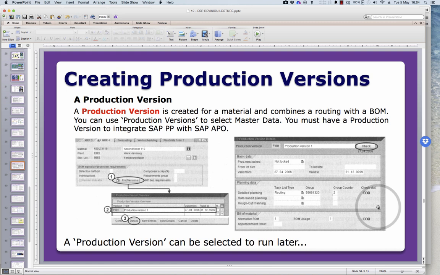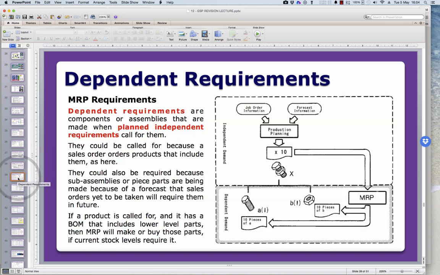Production versions. So you might decide to have lots of production versions for different products that you can just enact when you get an order of the right type for those different types of products. So a production version can be selected to run later. You set them up and then you can run them later, depending on which ones you think are most appropriate. You don't just do all the inputting for a particular order on demand as an order comes in. That would be silly. It would be a waste of time.